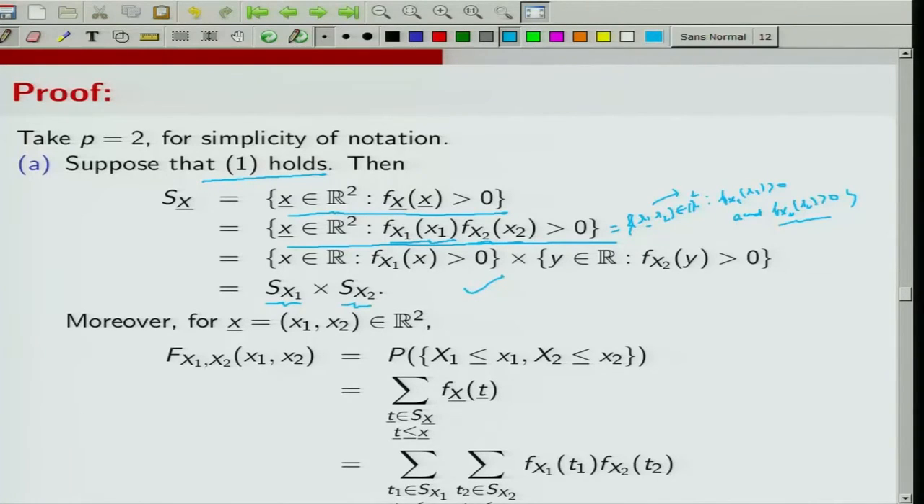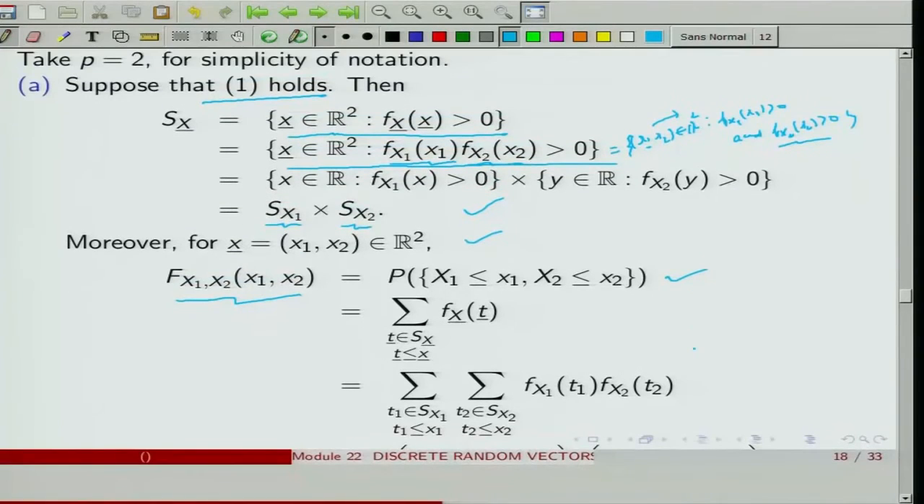Now, to show that they are independent, I try to show that their joint distribution function is the same as the product of marginals. So, for x = (x_1, x_2) belonging to R^2, F_X(x_1, x_2) is the same as the probability that X_1 is less than or equal to x_1 and X_2 is less than or equal to x_2. So, this is the sum over t belonging to S_X, t less than or equal to x, of f_X(t). But this S_X is the same as S_{X_1} cross S_{X_2}.